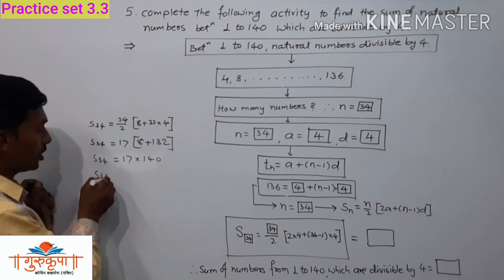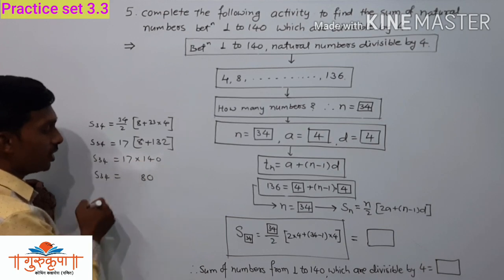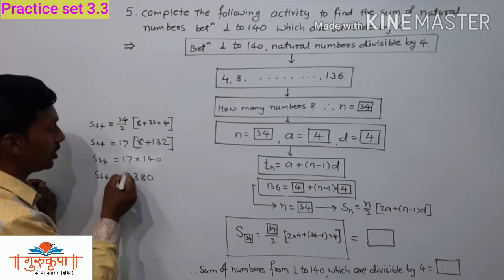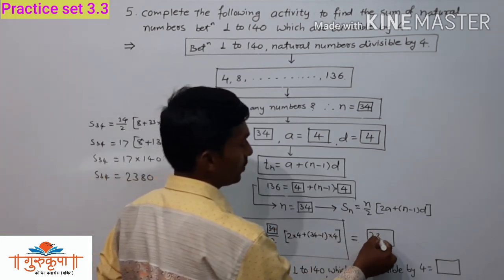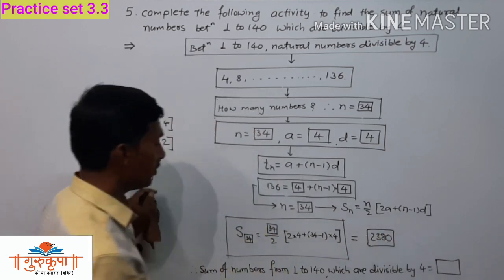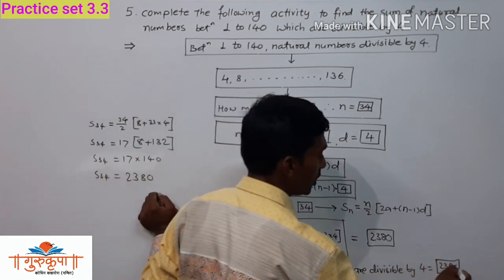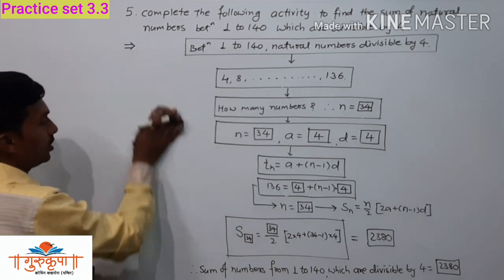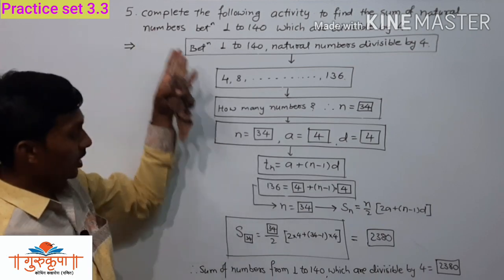Now take the product. S34 is equal to, this 0 remains as it is. 17 4s are 68, 6 carried. 17 1s are 17 plus 6, 23. That is S34 is equal to 2380. 2380 is the final value of S34. So here also we have to write that value, 2380. So this is all about example number 5, which is an activity.